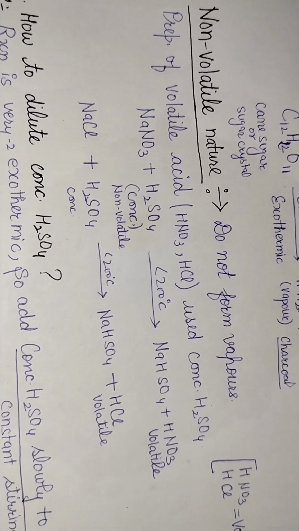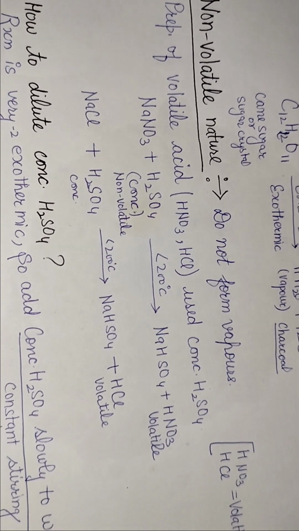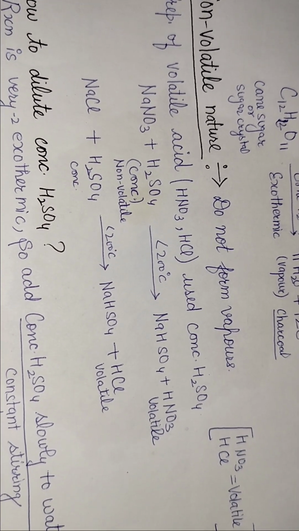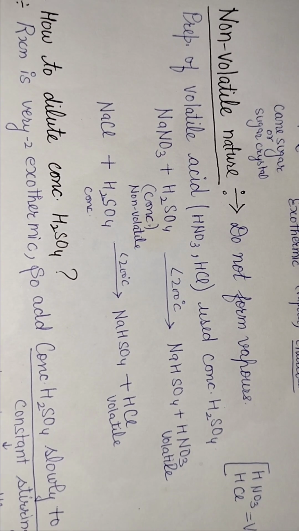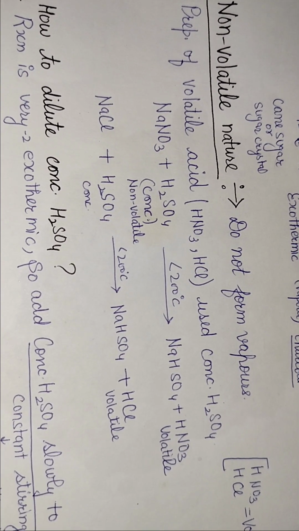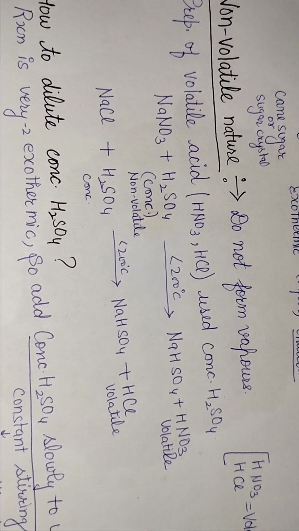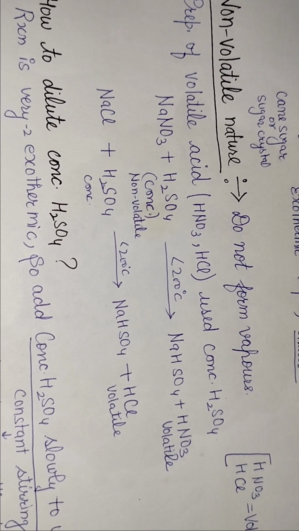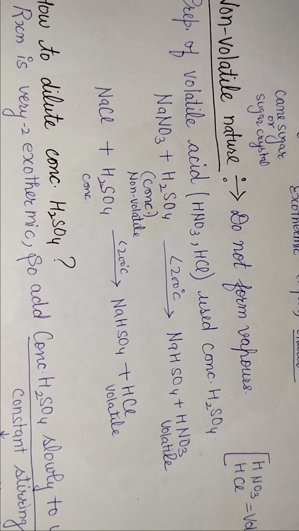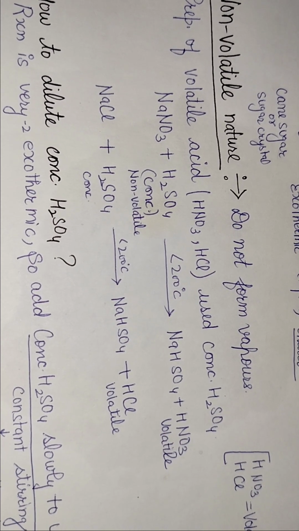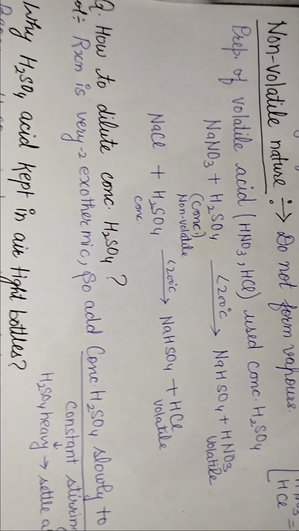Simply, do not form vapors, known as non-volatile, and we know HNO3 and HCl are volatile, okay. So we prepare these volatile acids from concentrated H2SO4 because this is non-volatile and does not vaporize and does not react with nitric acid and HCl, okay.